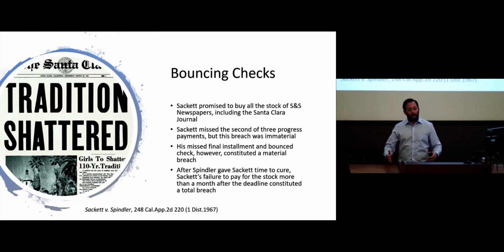However, by missing the third payment, in fact bouncing a check and doing other things besides, and then not curing after a reasonable time, that failure to pay matured into a total breach such that the other party was able to cancel the contract and refuse the sale.